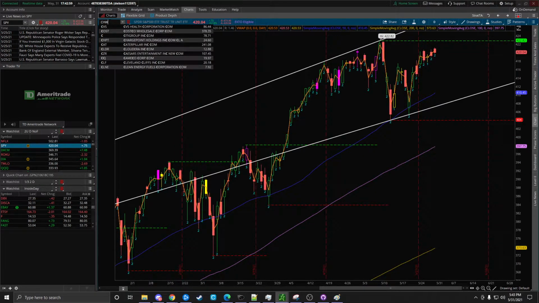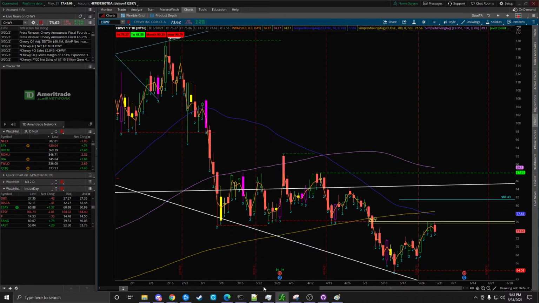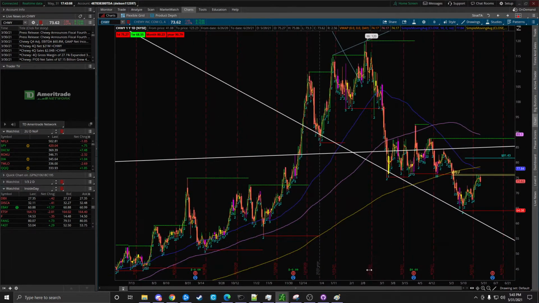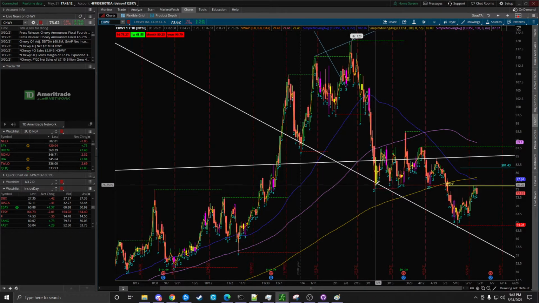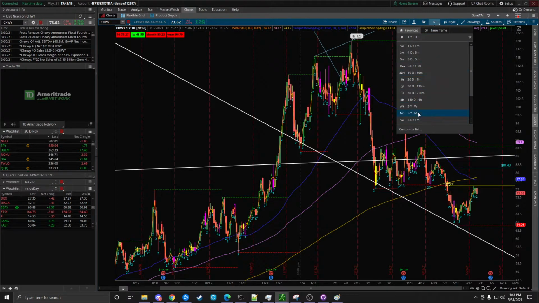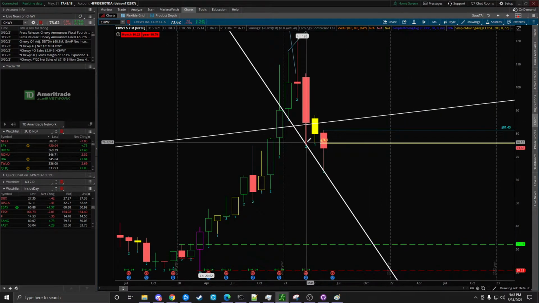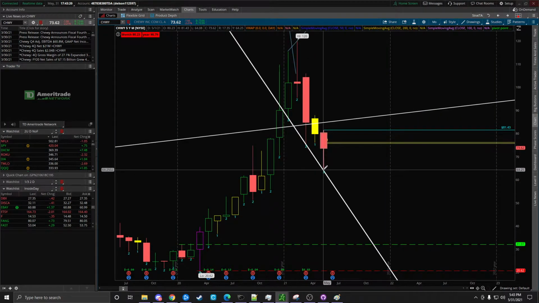A great example is Chewy. Daily. You can see I had this level. This was on the month. It was on a monthly, yes. I connected this low to this low, and look where price went 2 months later. You could have known where price was going to go in 2 months. Not necessarily know where it's going to go. You could have known where it could end up.